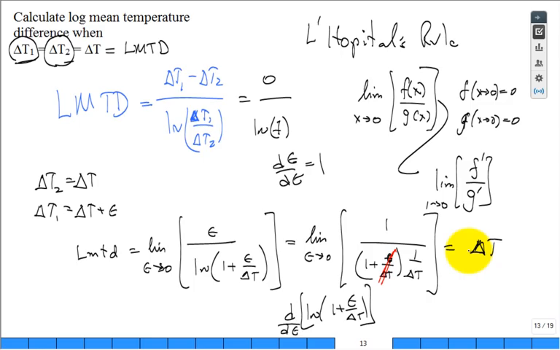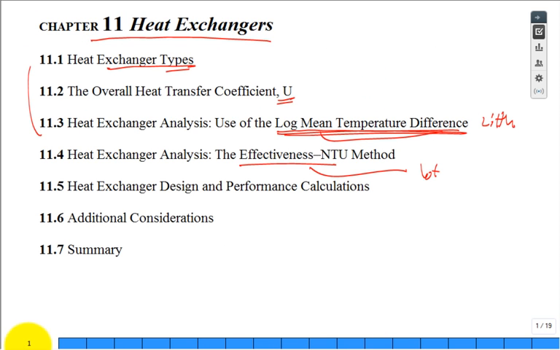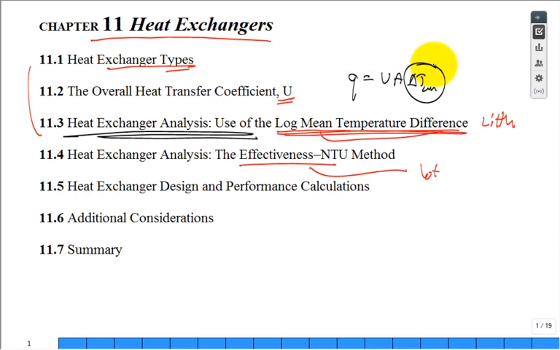So there you go. Well, with that, I see that I'm out of time. There's some more that I want to say about the log mean temperature difference approach and predicting Q is equal to UA delta T log mean. But hopefully next time we'll get into the effectiveness NTU method.